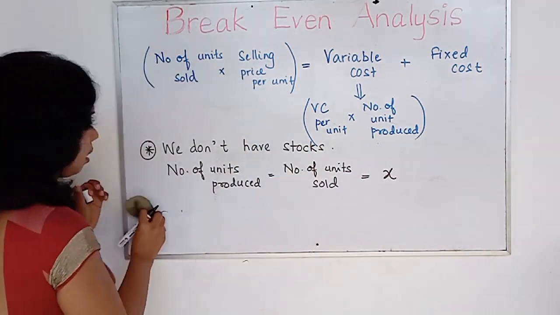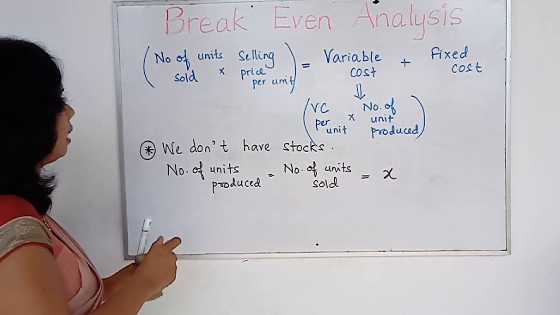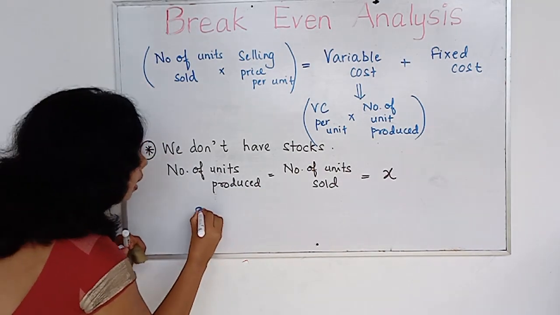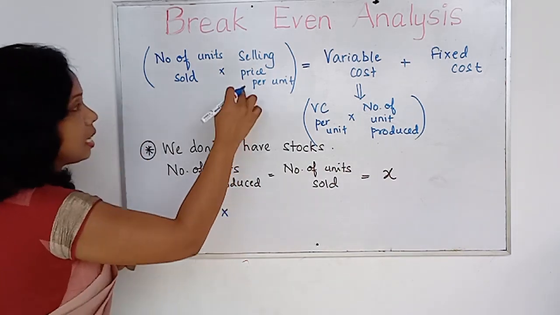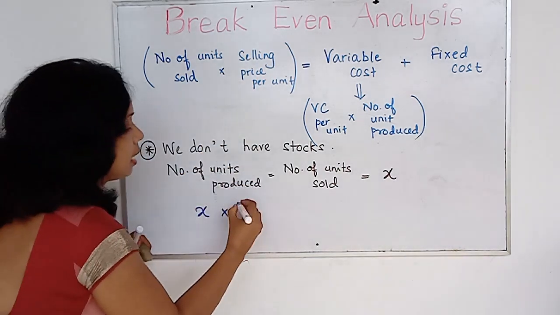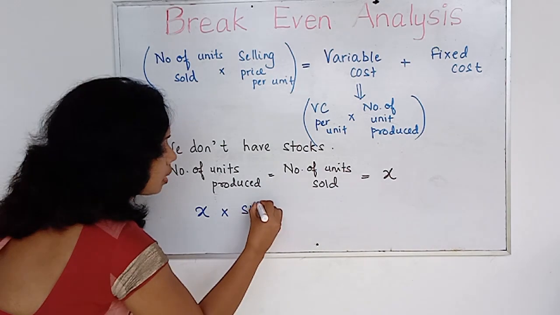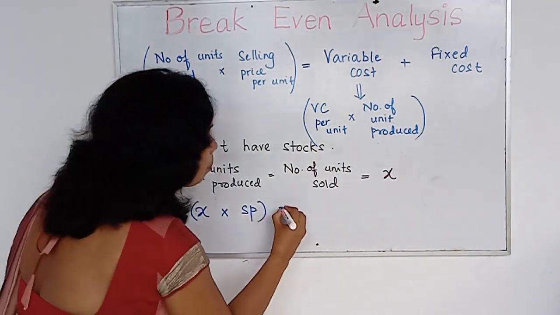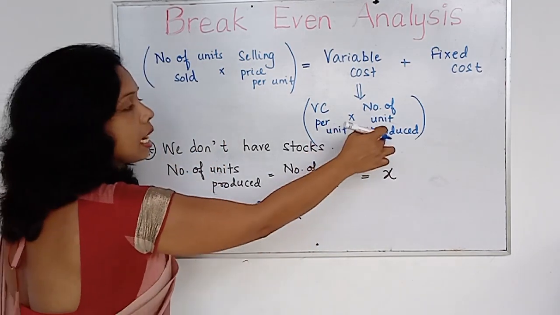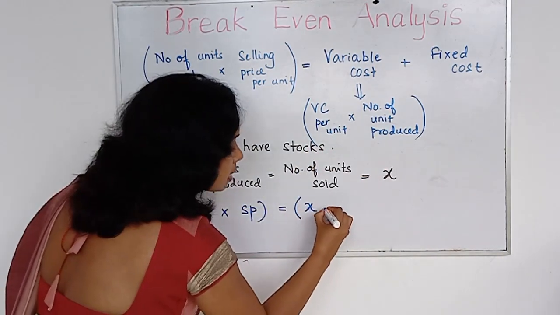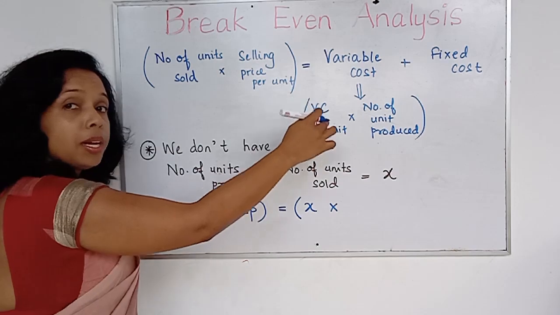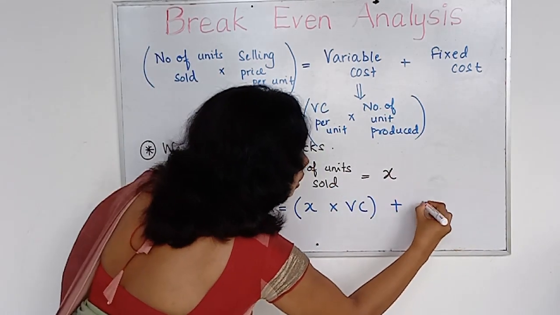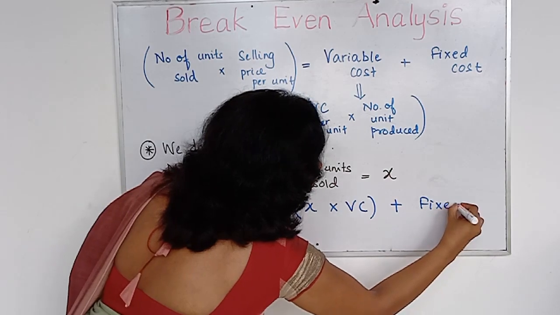Now look at the way I am writing. Number of units sold, what's the value I gave? X times selling price per unit. So this is the short term, I'm going to use SP for selling price per unit. And the number of units I produce, again it is X times variable cost per unit, I am going to use VC, plus fixed cost.